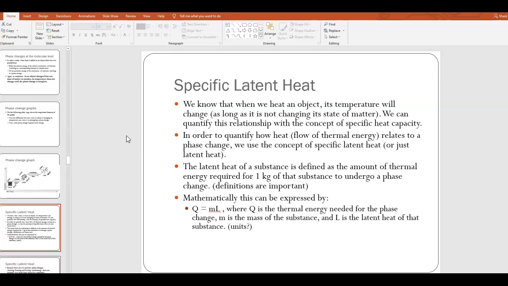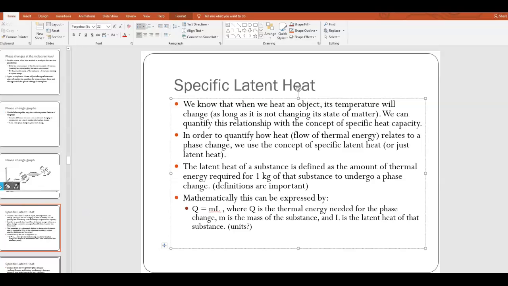And here's the definition of latent heat. You can write that down in your notes. Definitions are important. The latent heat of a substance is defined as the amount of thermal energy required for 1 kilogram of that substance to undergo a phase change. Okay, and so mathematically we write that as Q equals mL, where Q is the heat or the thermal energy needed for the phase change, M is the mass of the substance, and L is the latent heat of that substance.